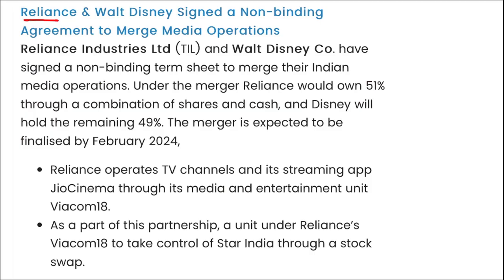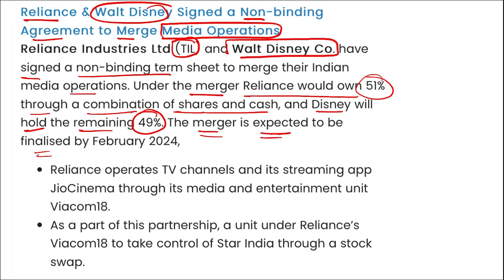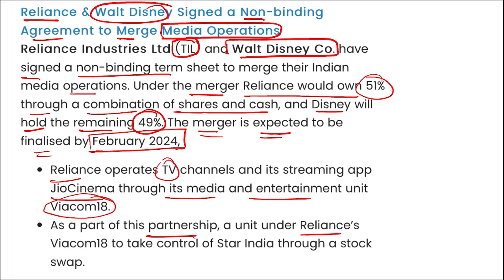Next is Reliance and Walt Disney. They have signed a non-binding agreement to merge media operations. I repeat, Reliance Industries Limited, RIL, and Walt Disney Corporation have signed a non-binding term sheet to merge their Indian media operations. Under the merger, Reliance would own 51% through a combination of shares and cash, and Disney will hold the remaining 49%. The merger is expected to be finalized by February 2024. Reliance operates TV channels and its streaming application JioCinema through their media and entertainment union Viacom 18, and as a part of this partnership, a unit under Reliance Viacom 18 will take control of Star India through a stock swap. So coming back, remember it is Reliance and Walt Disney. They have signed a non-binding agreement to merge media operations.